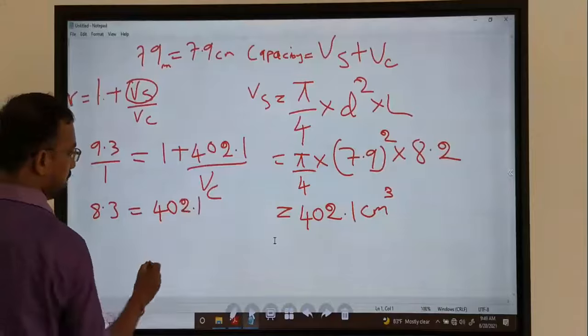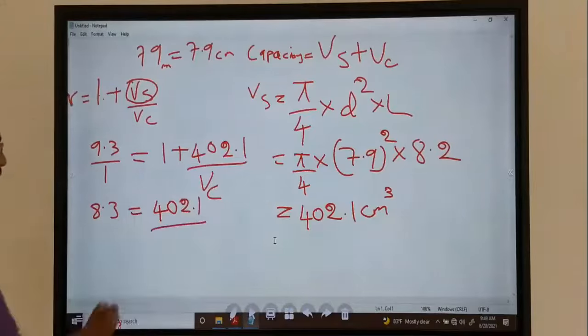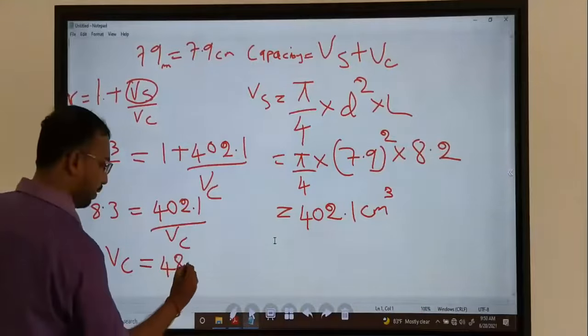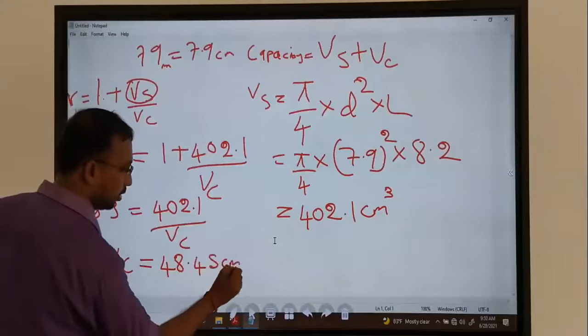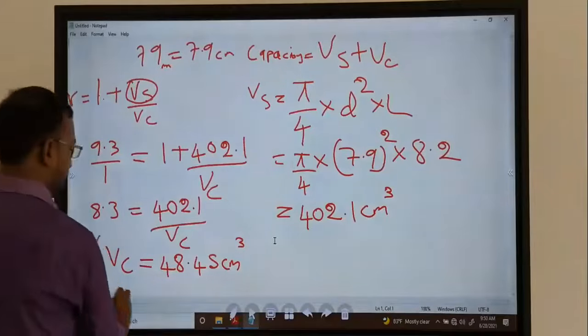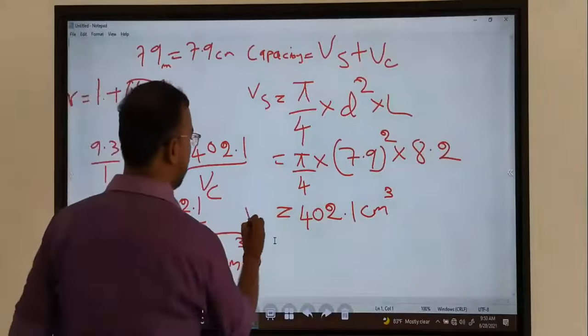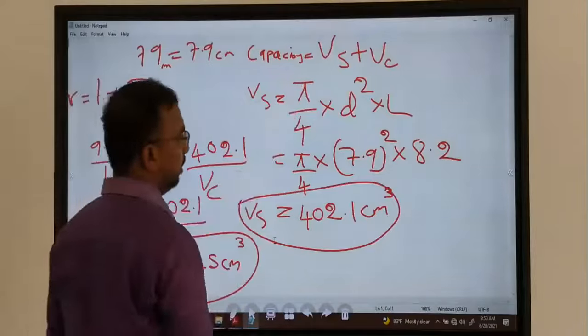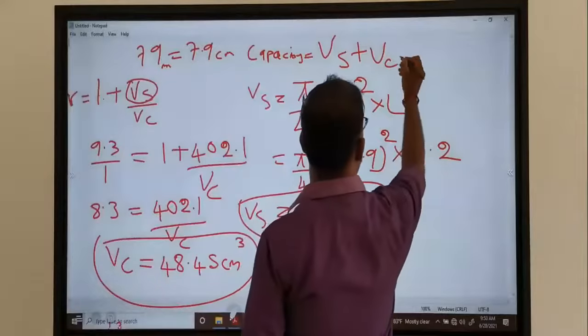8.3 equals 4.2.1 into Vc. So Vc is 48.45 centimeter cube. Okay, so now we know the Vc and Vs. So what is the capacity? Vs plus Vc, okay.